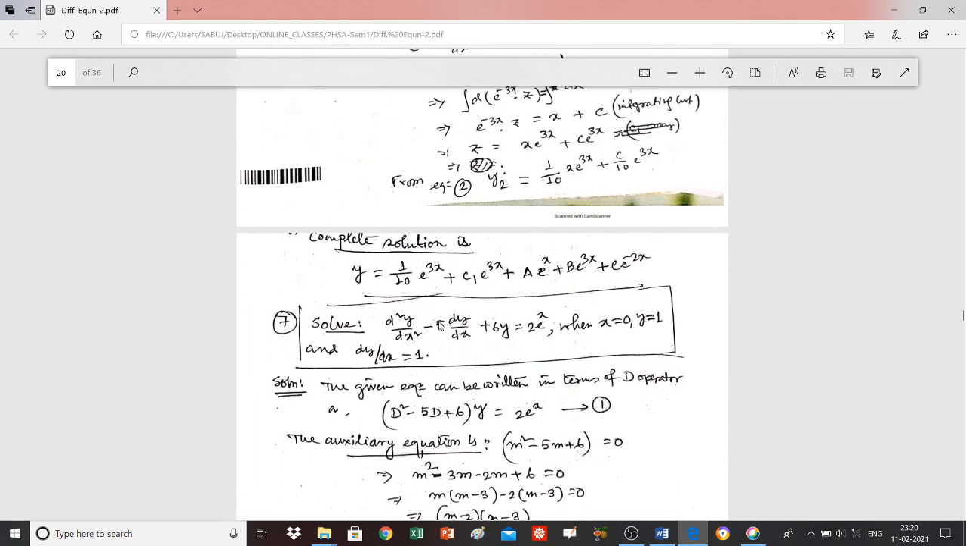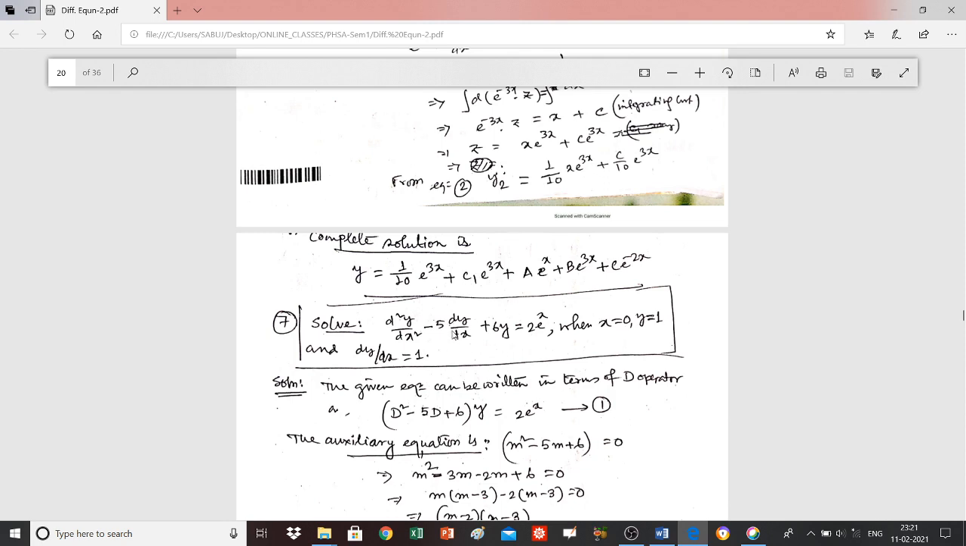Okay, another problem is here. d2y by dx square minus 5 dy by dx plus 6y is equal to e to the 2x. When x is equal to 0, y is equal to 1 and dy by dx is equal to 1. That means at the value of x equal to 0, y is equal to 1 and dy by dx is equal to 1. So in this case, see here, the boundary conditions are given. If the boundary conditions are given, then we can find out the values of the coefficients.